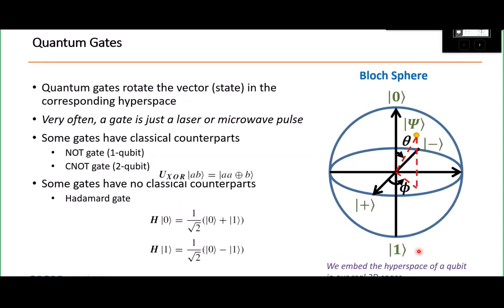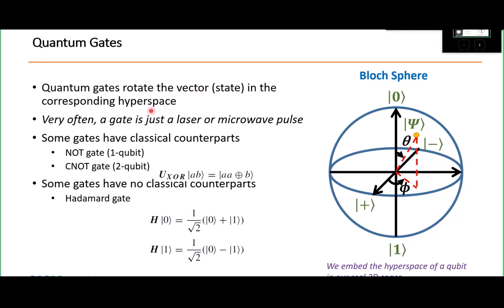So we know quantum computing is special because every vector, every state is there, and it is so special because it operates with superposition and entanglement. But what is a quantum gate? How do we manipulate it? A quantum gate is nothing but, just imagine, rotating the state, which is just a vector in a hyperspace.